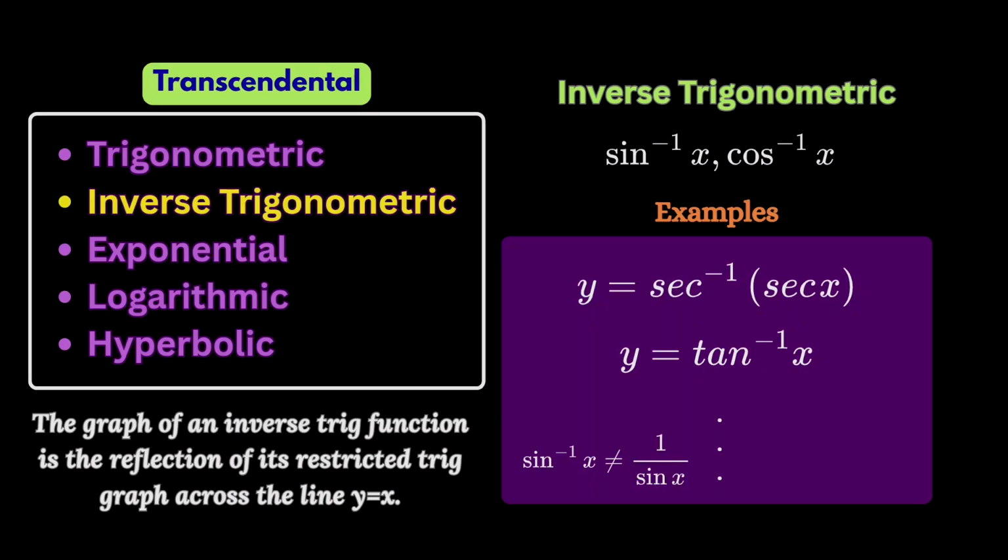One other thing that I see a lot is that you need to notice that sine inverse x is not the same as 1 over sine x. One of these is an inverse trigonometric. The other one is just cosecant of x. So these two are not the same. Don't make that mistake. That's also one point I wanted to notice here.